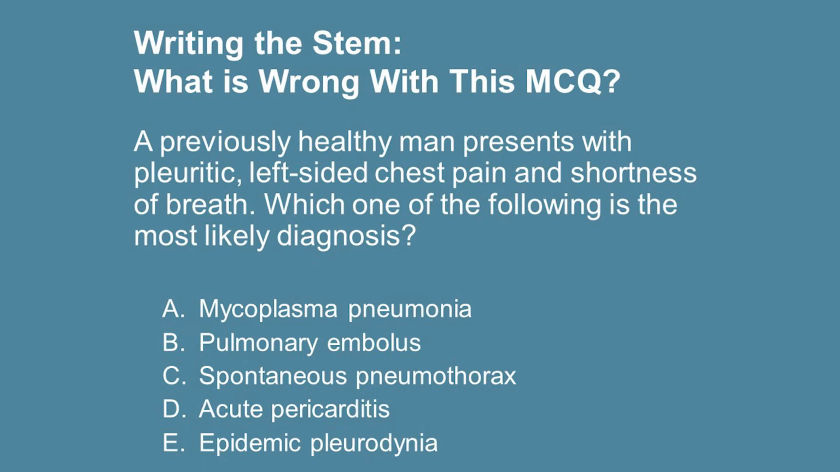Have a look at this MCQ. What do you think the correct answer might be? It's impossible to tell. There's really not enough contained in the STEM to distinguish between all of the different options. All of these could present with left-sided chest pain and shortness of breath.